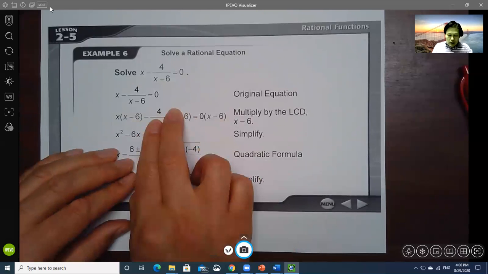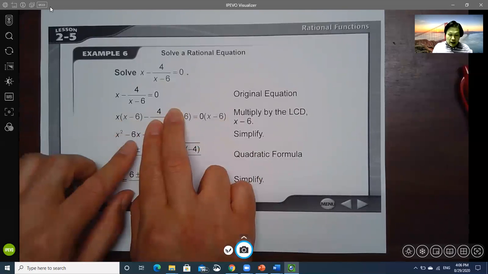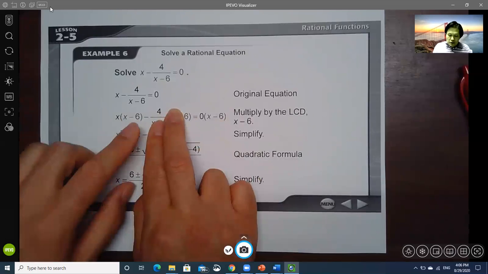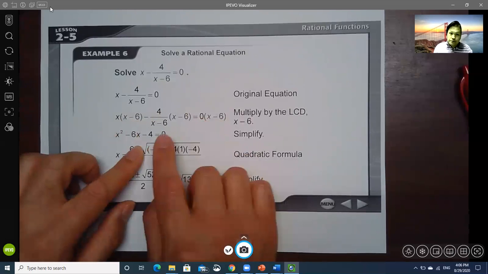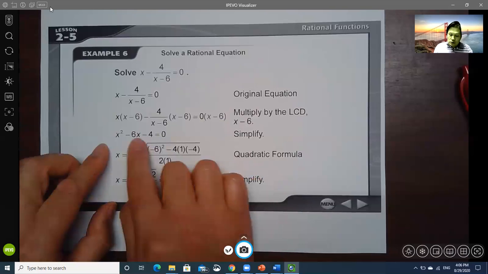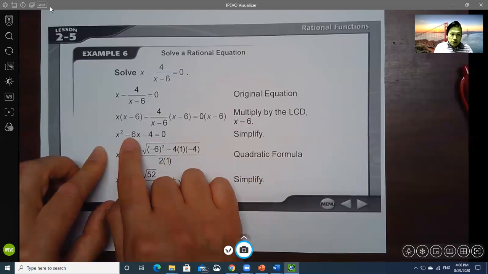Okay? And distribute x to x squared. Distribute x to minus 6, minus 6x. And minus 4 is minus 4. Right hand side, 0 times parenthesis becomes 0. This is not factorable. So a equal to 1, b equal to minus 6, c equal to minus 4.